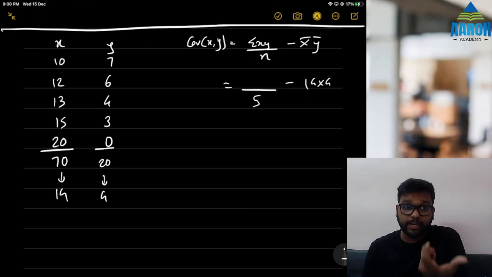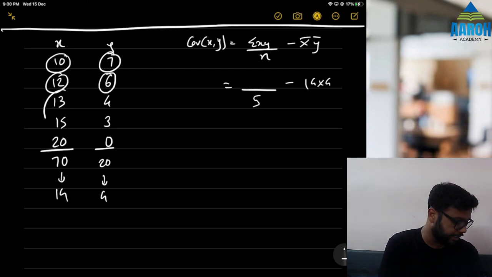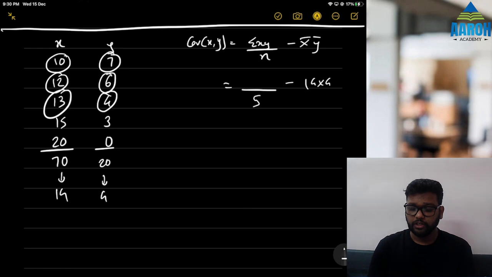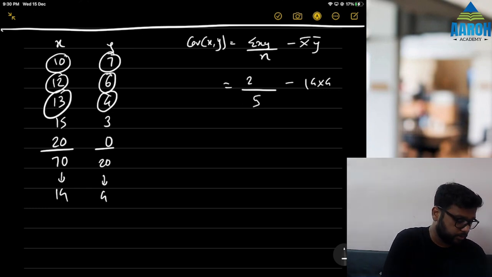For finding summation xy, how do we do it on the calculator? x into y M plus, x into y M plus, and so on. So 10 into 7 M plus, 12 into 6 M plus, 13 into 4 M plus, 15 into 3 M plus, 20 into 0 M plus. If you press MRC, we get 239.